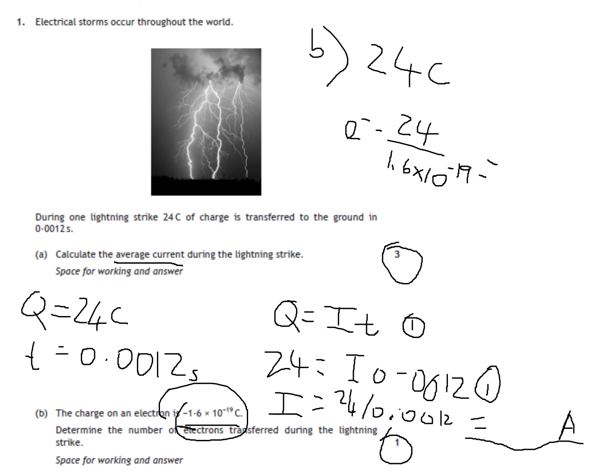A wee pop quiz for you. If the charge of an electron is minus 1.6 times 10 to the negative 19 coulombs, what's the charge of a proton? Okay, post your answers on the message boards and I'll let you know if that's correct or not.